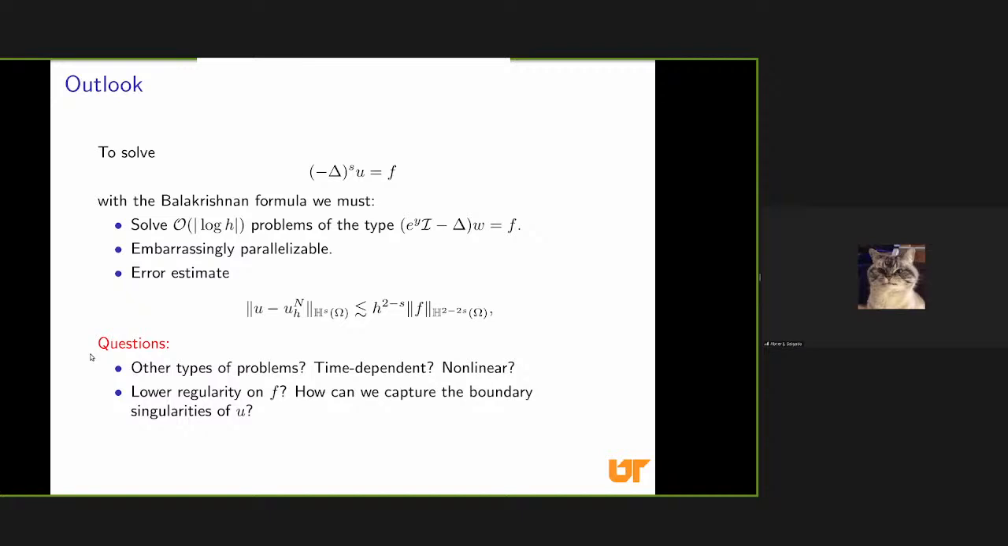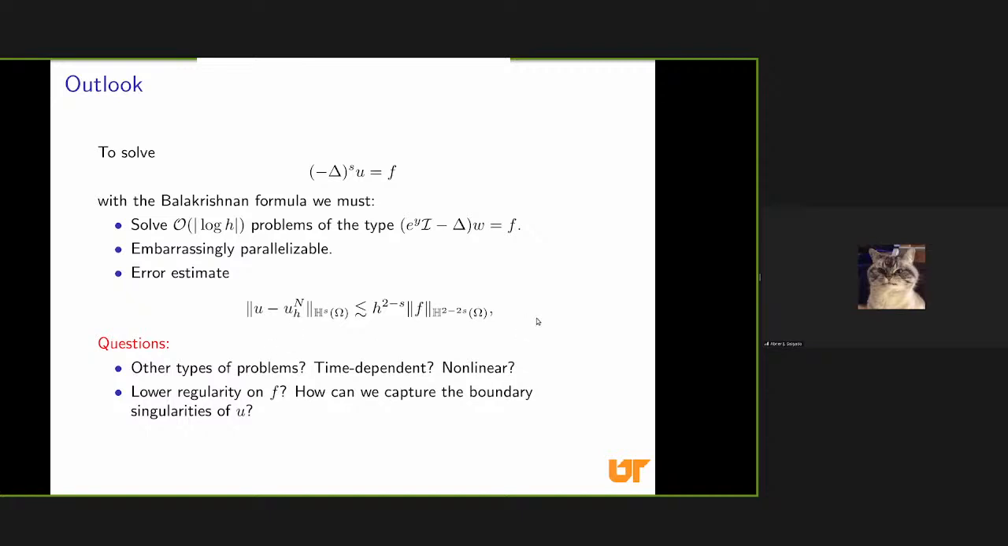Again, this is I think one of the issues with this approach and the previous one: we are applying a formula for the inverse of the operator. So it's not so clear how to translate all these to other types of problems, for instance, time-dependent or nonlinear ones.